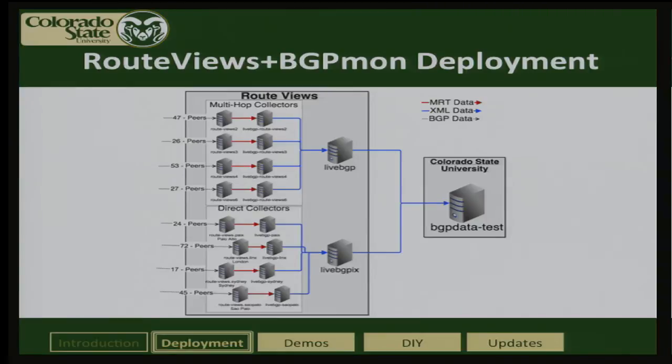In this particular configuration, the public interface is BGP data test. The reason it's BGP data test is because we've recently had a lot of movement and a big upgrade in our system, and I'll talk about that a little bit more later.